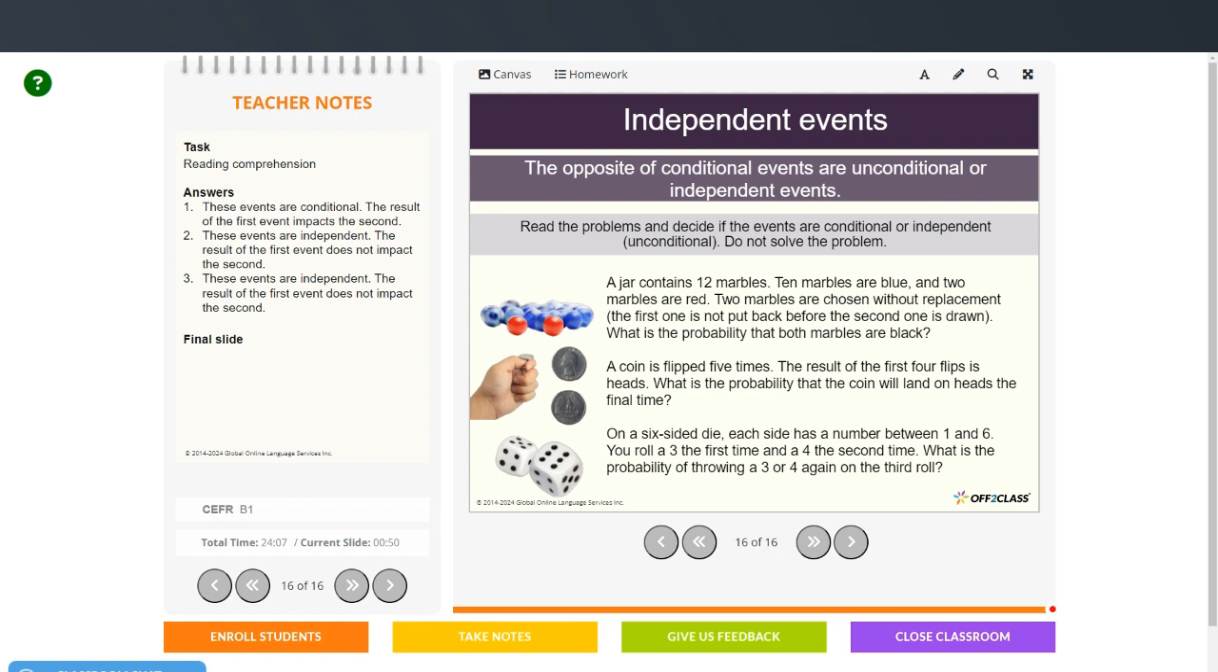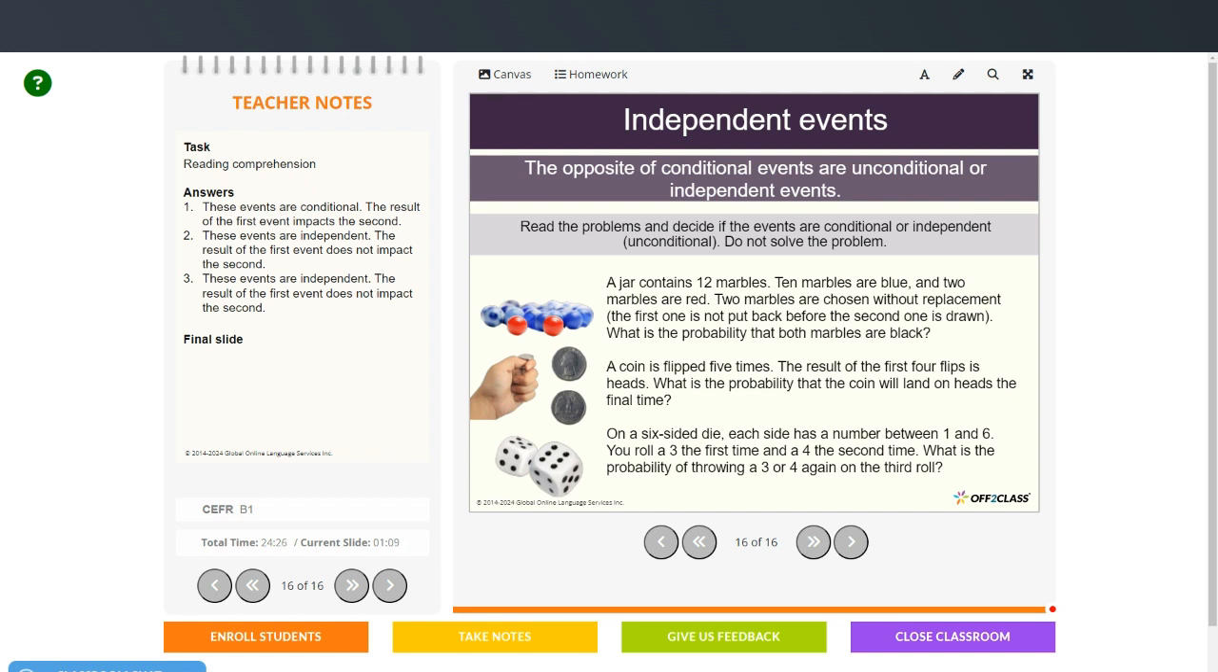A coin is flipped 5 times. The result of the first 4 flips is heads. What is the probability that the coin will land on heads the final time? So these events are independent. The result of the first event doesn't impact the second.